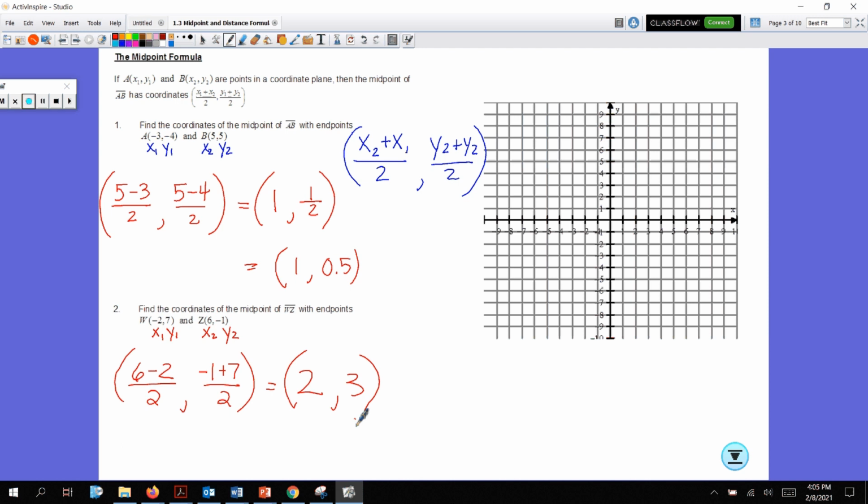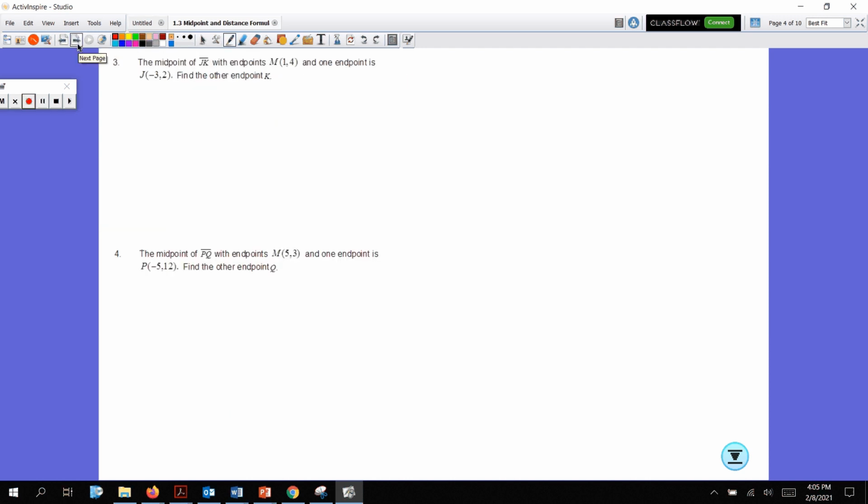All right, here's where things get a little bizarre, but don't freak out, okay? Because now we know that the midpoint is this, right? The midpoint of JK with endpoints M and J. Did I mess this up? Am I misreading this? Find the other endpoint K. Okay, we are looking for an endpoint K. So K is some x comma y that we are going to put together with J and set equal to this midpoint. Okay, so I know that you're like, what the heck is she talking about?